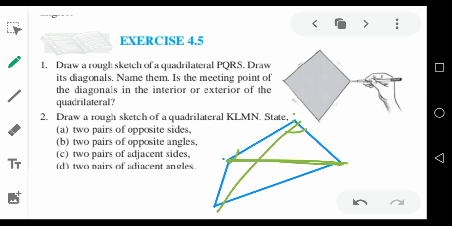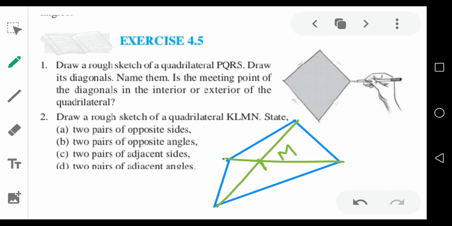Is there any other diagonal? No. From here, if you are drawing to this vertex, it is not a diagonal. From here, that is also not a diagonal. So these all are not diagonals. So these two are the diagonals. Okay. Now the meeting point of diagonals. So where is the meeting point of the diagonals here? So here, this is a diagonal and this is a diagonal. This is a meeting point, right? So this meeting point, I'll name it as M. So that meeting point, is it in the interior or in the exterior of the quadrilateral? It is in the interior. Interior means it is inside.